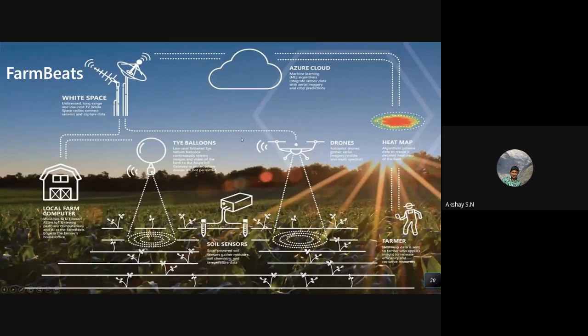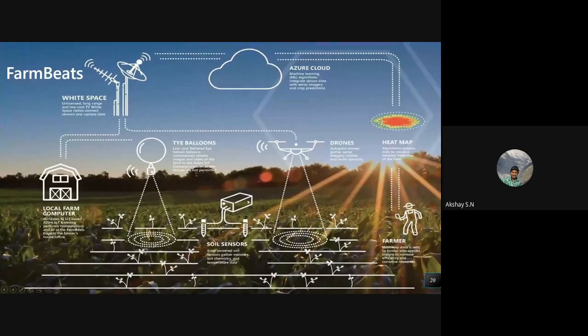Then what we do is combine this soil data plus the drone data to create heat maps. Heat maps basically say which region in the farm requires additional water or requires fertilizer. Those heat maps are then provided to the farmer, who can then take some actions. Now, in such a setting, you are deploying hundreds of these sensors across a large farm.